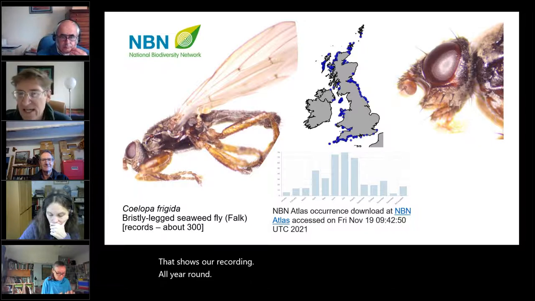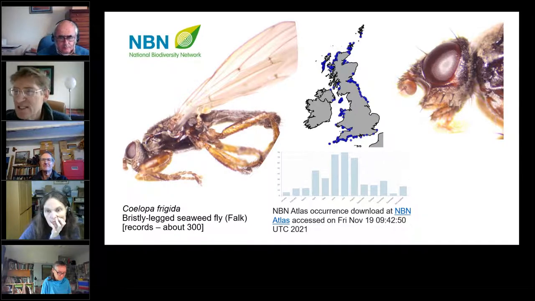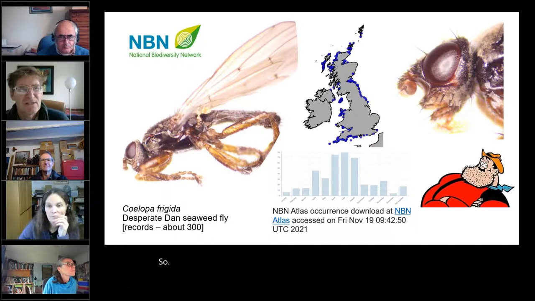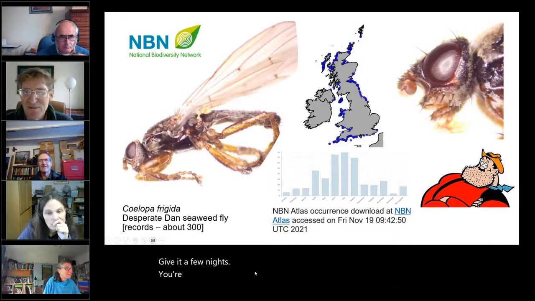I've got a close up of the head of this species on the right, and I particularly like its jaw. It has this jutting chin and very bristly face. And so if I could have the next slide, Zoe, I wonder if we could give it a new name instead of calling it the bristly seaweed fly. Could you go back one, Zoe? I want to call this the Desperate Dan seaweed fly, because it has obvious similarities to the well-known character.